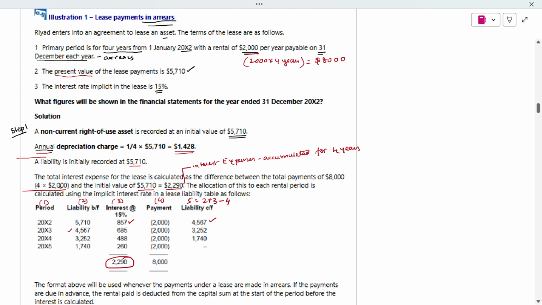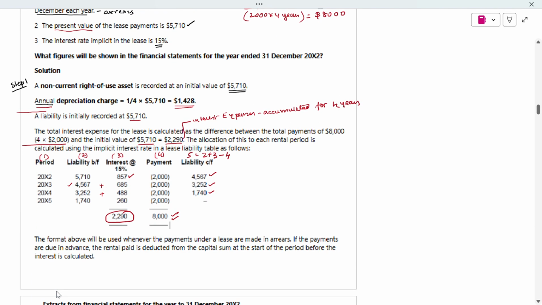4, 5, 6, 7. Again, you are charging 15%. Is that this plus this minus 2,000? You will get the closing balance. Again, you will charge this plus this minus this. It comes to 1740. Again, you will charge interest on the closing balance. Are you clear about this? Yes.